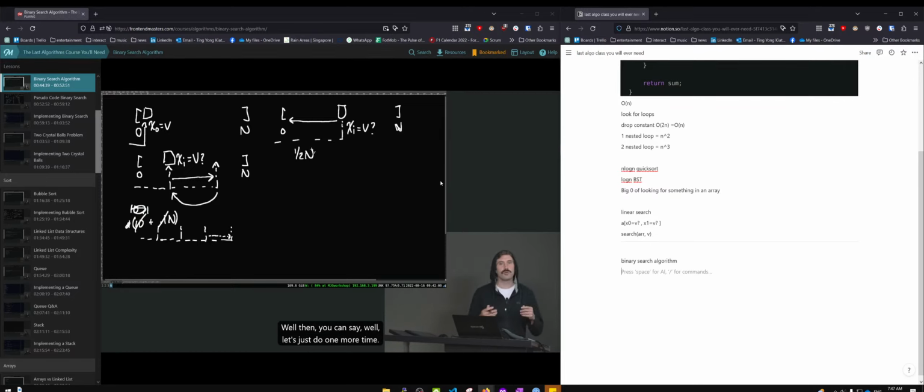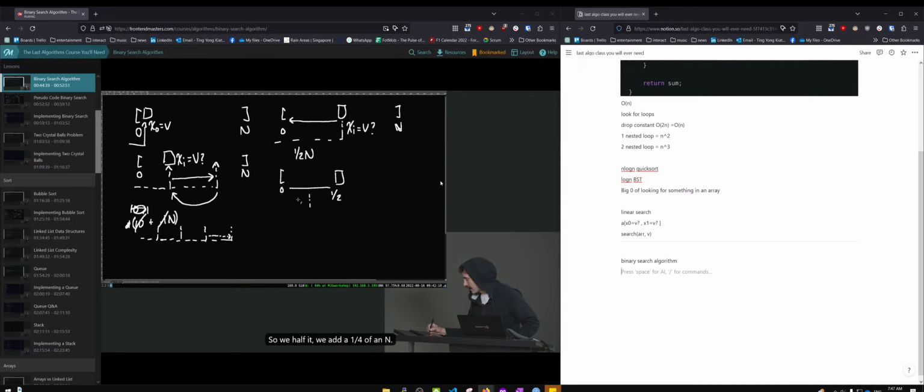Well, then you can say, let's just do it one more time. We could halve it again, right? So now we are only looking over half the space, to 1/2 n. So we halve it. We're at 1/4 of n. And if it is larger or smaller, we could then scan. Well, again, what's the problem if you scan at any point? You drop the constant. It's just simply linear. So we can't do that.